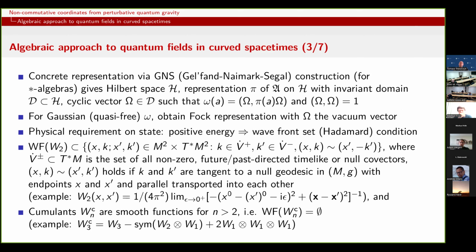So the concrete representation that one uses is obtained from the GNS construction, so named after Gelfand, Naimark, and Segal. In fact, the original construction was for C-star algebras, but it can be generalized to just a star algebra, in that what I showed you before. So this one gives you a Hilbert space and the preferred representation of the algebra on this Hilbert space. There's an invariant domain and a cyclic vector in that domain, such that the abstract state is really given by the expectation value of the represented algebra element in that concrete cyclic vector state, which is also normalized.